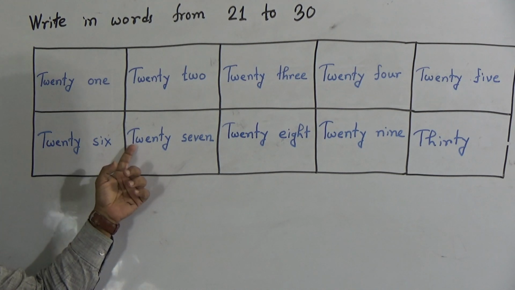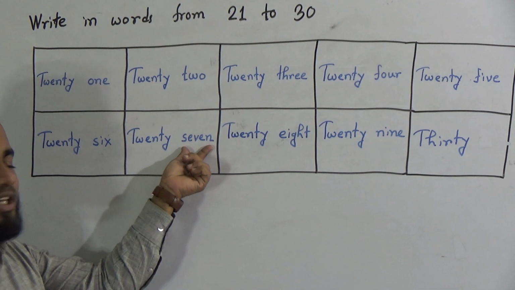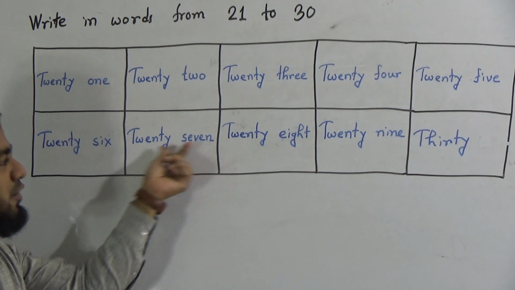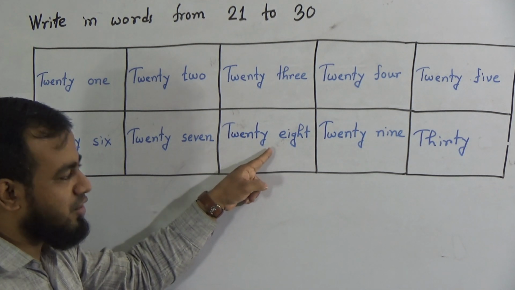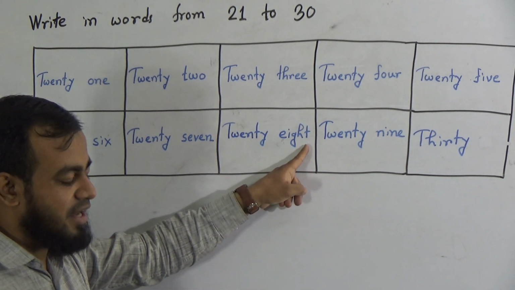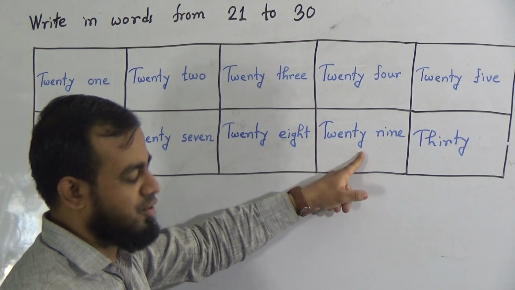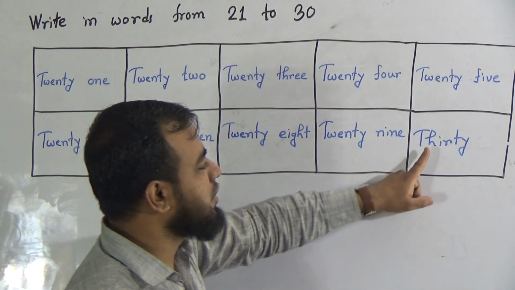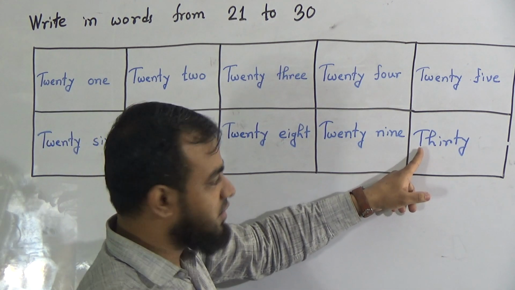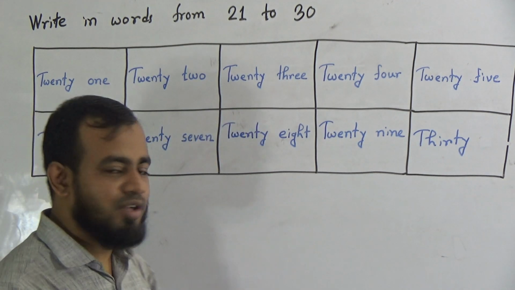Then it comes 27, it's TWENTY SEVEN, 27. After 27 the number is 28, it's TWENTY EIGHT. Then the number is 29, TWENTY NINE, 29. And the last word for today is 30. The spelling of 30 is THIRTY. My dear students, I hope you have understood how to write down.